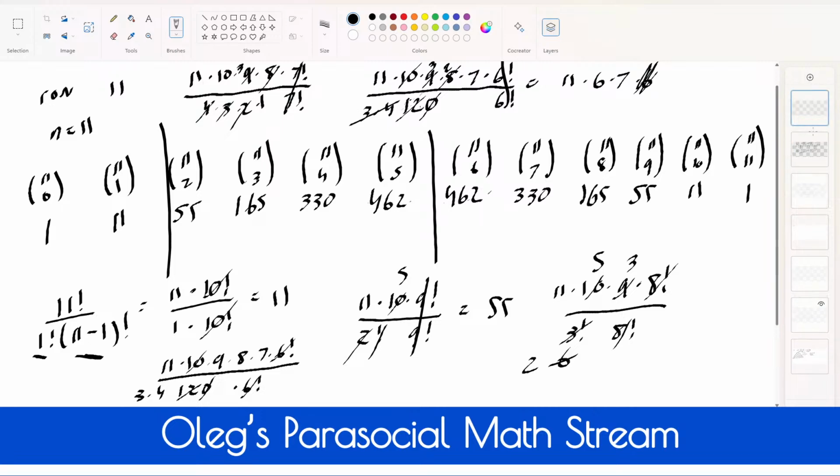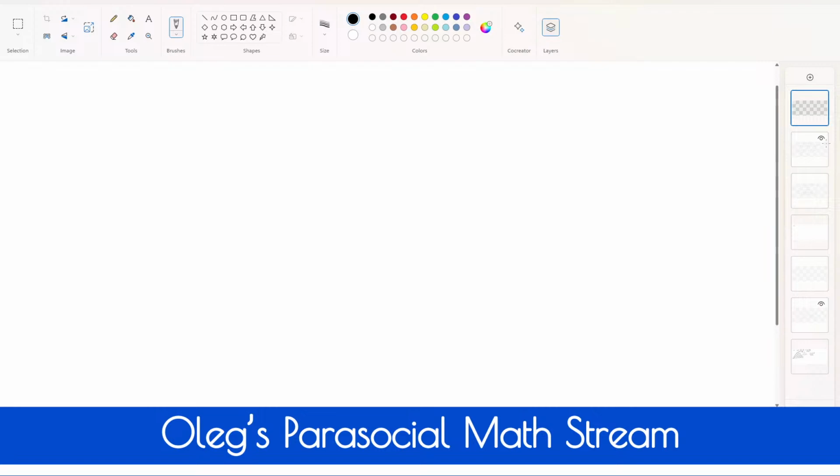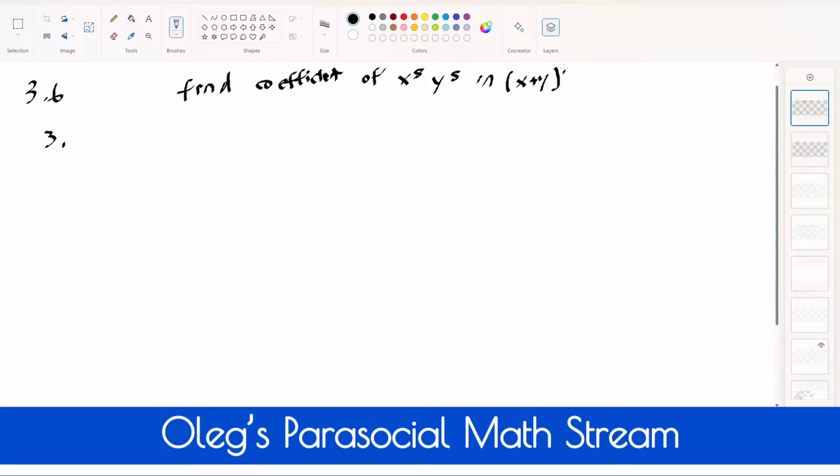All right. Now let's do this. Use the binomial theorem to find the coefficient of x to the 8th power, y to the 5th power, in x plus y to the 13th power.